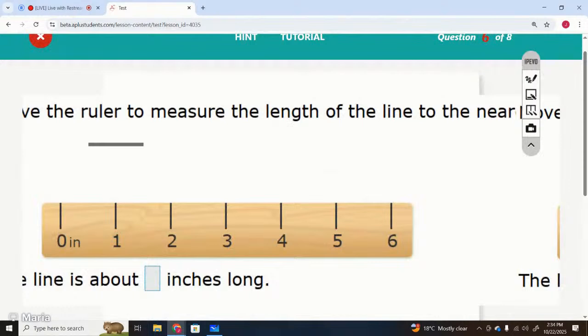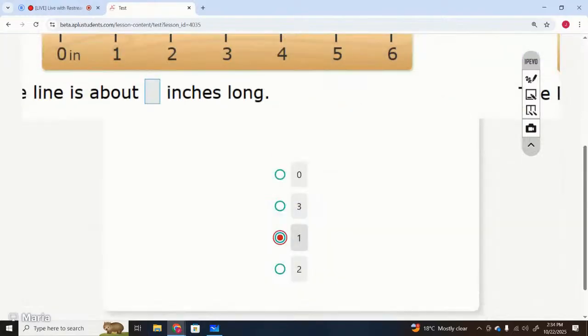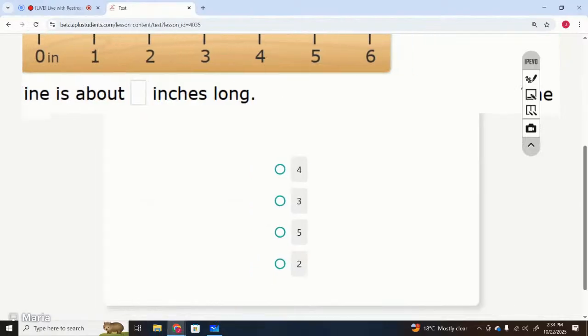Use the ruler to measure the length of the line. So the line is 1 inch long. The correct option is 1 inch. Okay, you can complete the lesson by yourself later today. Let me just move on to the next lesson.